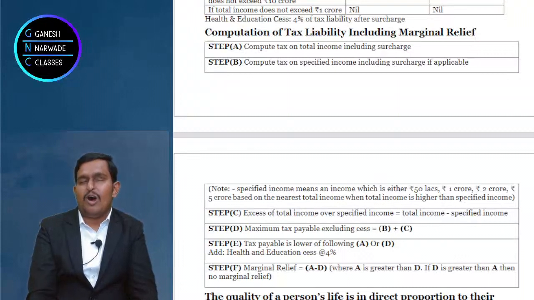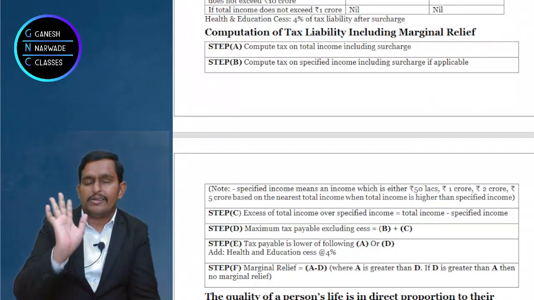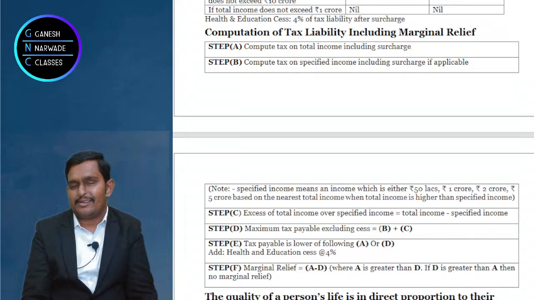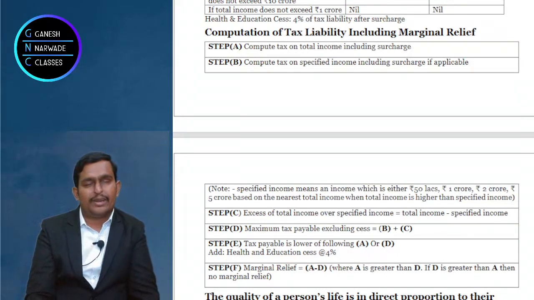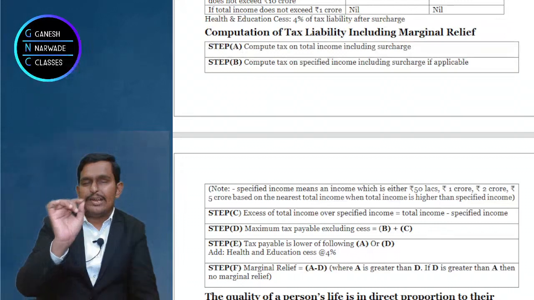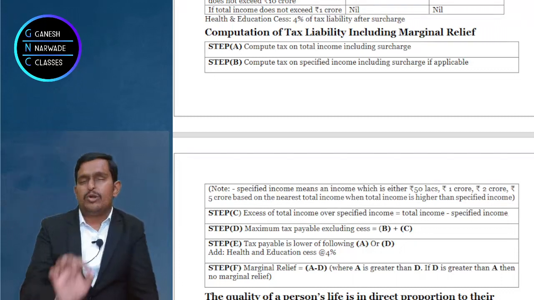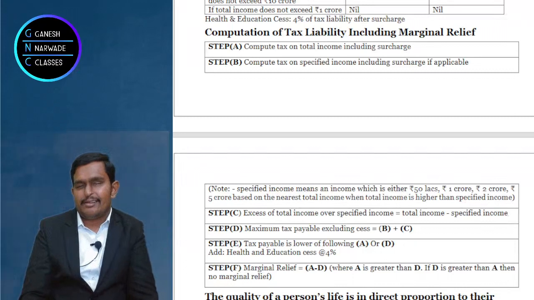Calculate tax on 1 crore 1 lakh rupees. This is what step A talks about. Now when we have to calculate tax, we have to also add surcharge, correct? But don't add health and education cess. This is step A over. So 1 crore 1 lakh is the income given by me for your understanding. Step A talks about calculate tax on it, including surcharge, but don't add health and education cess.